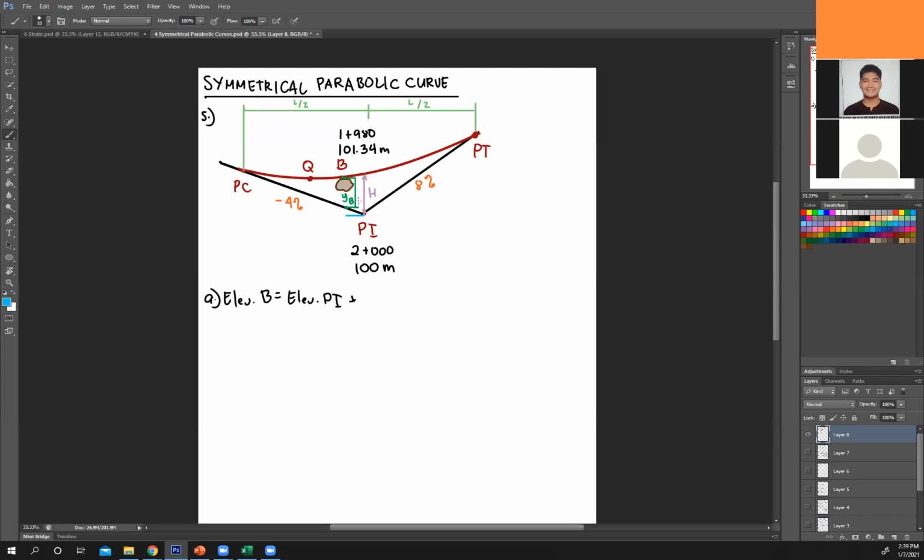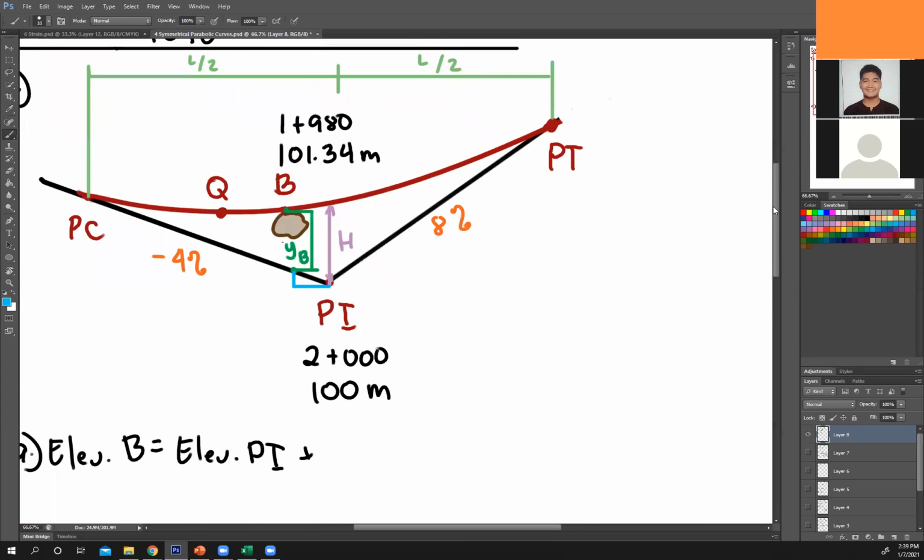Okay. I need to know this height as well. Zoom in time. So let's call that Z. Again, it's up to you what variable is. This isn't actually a part on your curve. Let's say that's Z. Therefore, elevation at B is PI plus Z plus YB.